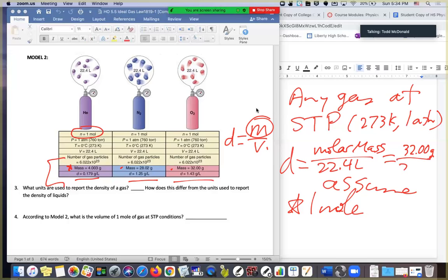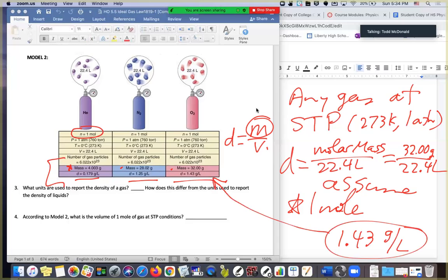If we were to divide that by 22.4 liters, and then turn around and punch that into a calculator, 32 divided by 22.4, we're going to get 1.43, and the units are grams per liter. That's how we get that number of 1.43 grams per liter.